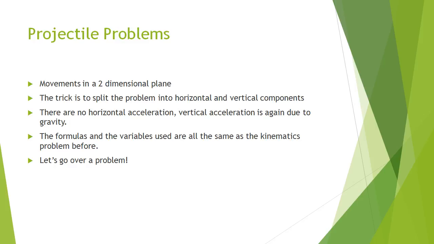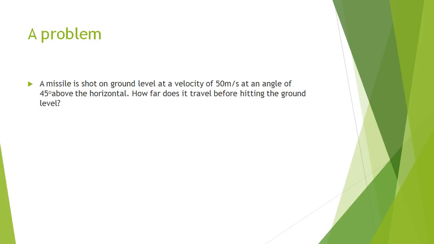The formulas and the variables used are all the same as the kinematics problem before. However, now you have to have values for variables two times. What I mean is you need all of the five values for the five variables in the horizontal, as well as the values for the same variables in the vertical. I'll show you in our sample problem.